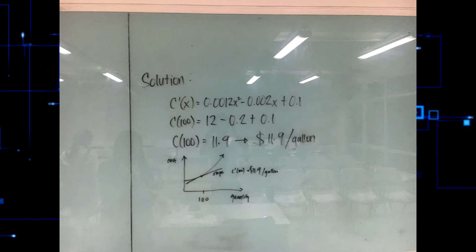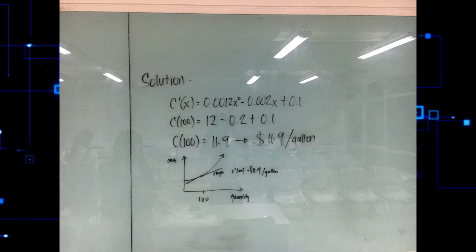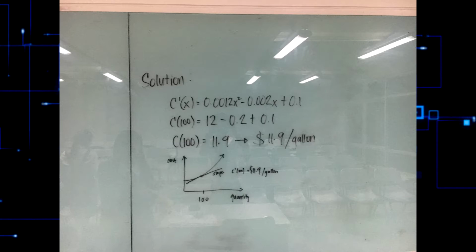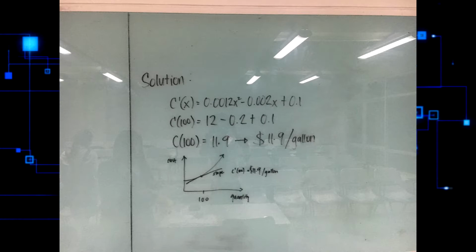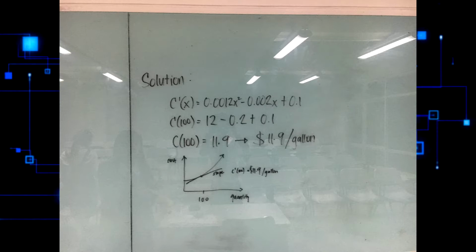Now we're going to the solution. First, we find the derivative of the function. We get c prime of x is equal to 0.0012x squared plus 0.002x plus 0.1. And then, we substitute 100 for x. We get 12 minus 0.2 plus 0.1. And finally, we get the answer, which is equal to 11.9.